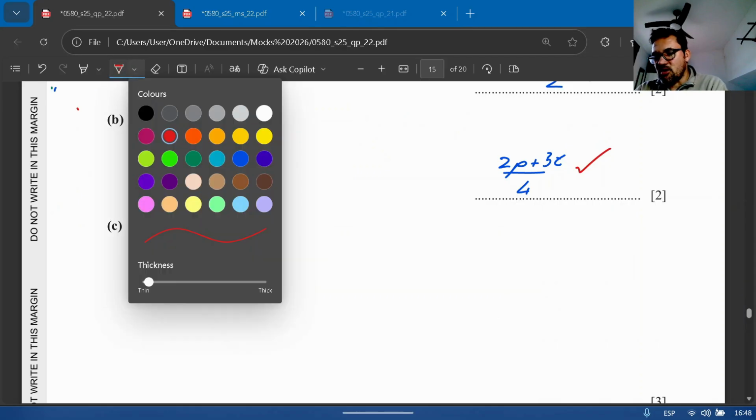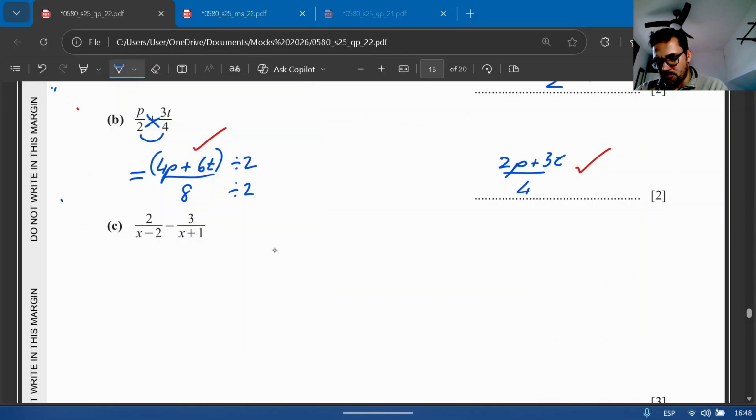Now question C is going to be the same as the previous one. We're going to multiply the two denominators together, okay? But you don't actually have to expand the brackets. You can leave it like that. Now, very important, do bottom right with top left first. So this will be 2 times x plus 1. And then you put the minus.